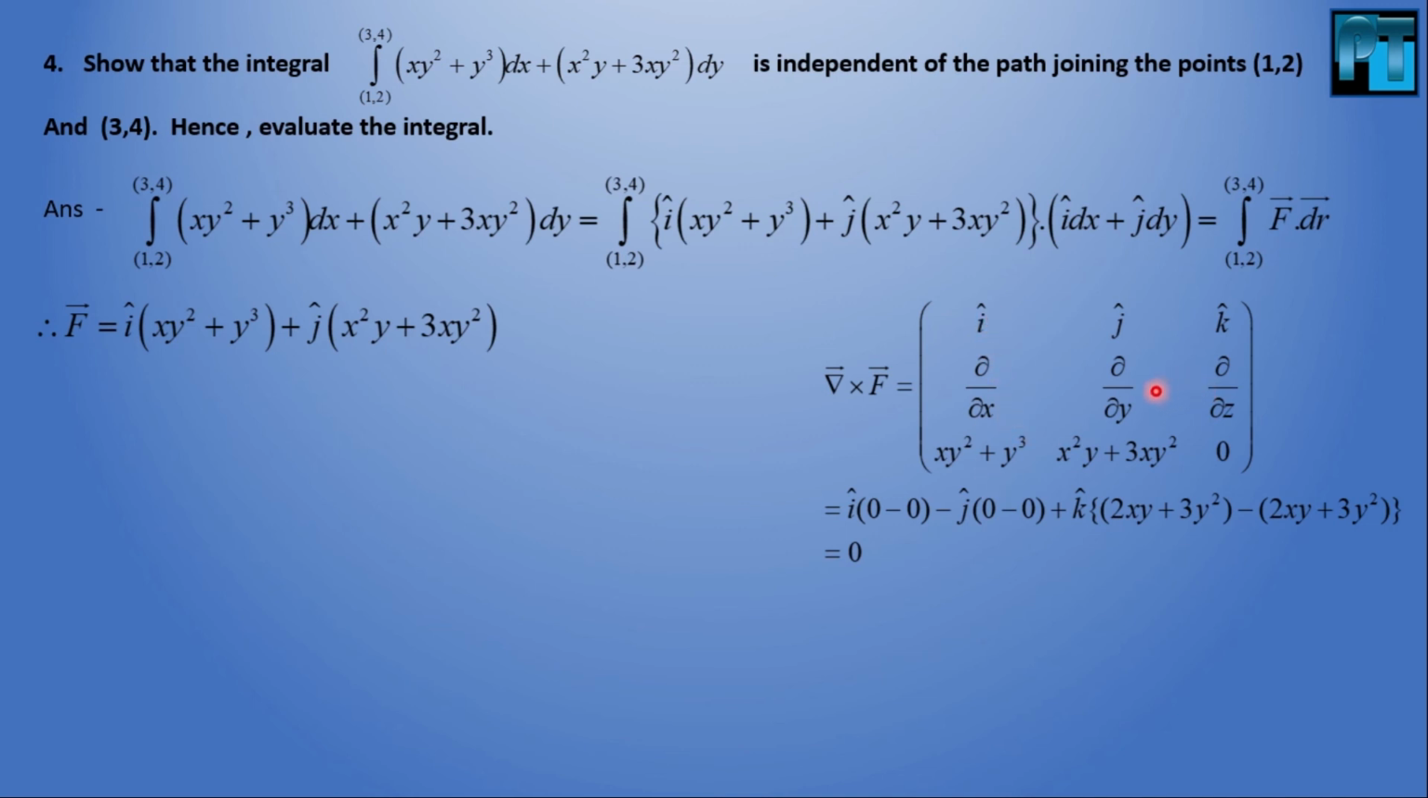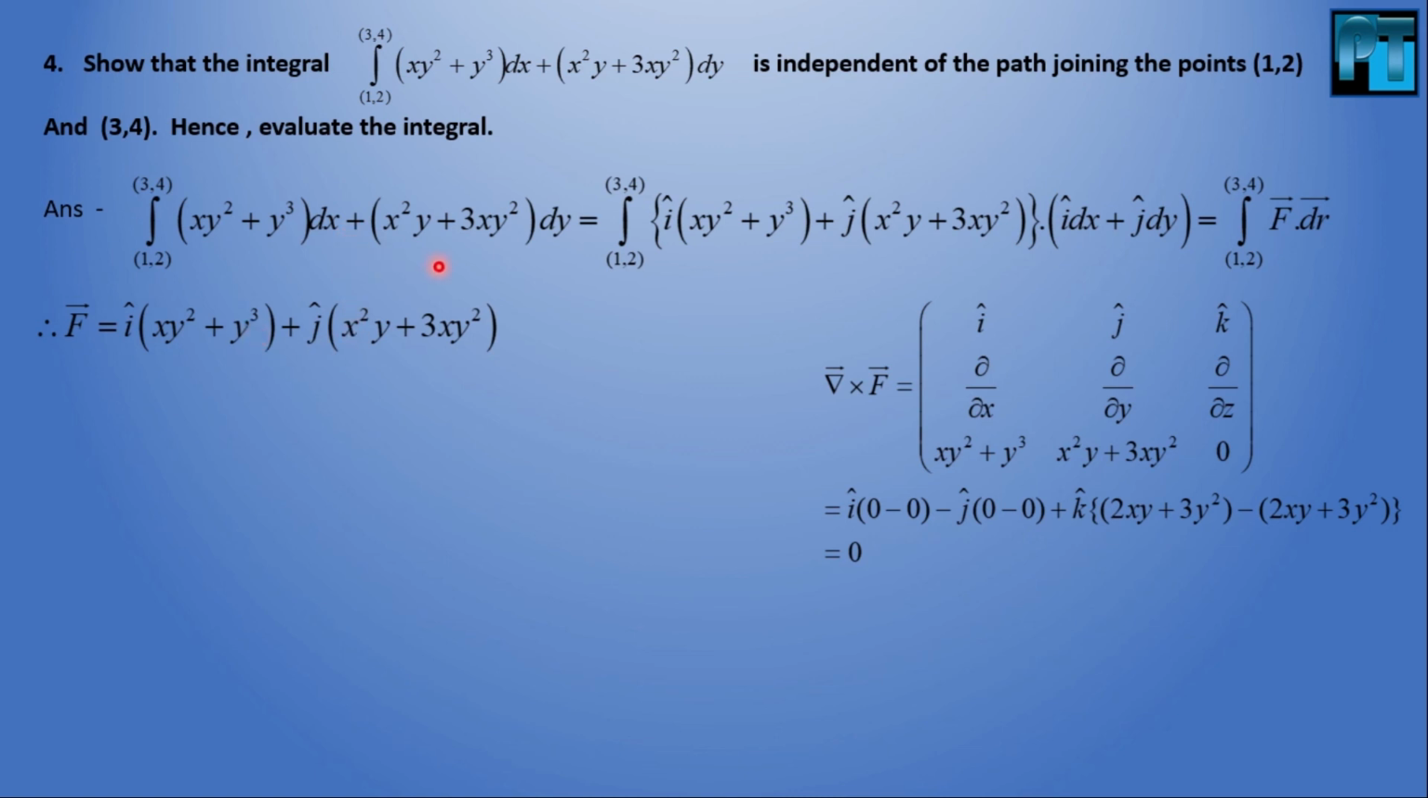Now for i cap, del y of 0 minus del z of this one, this is 0. For j, del x of 0 minus del z of this one, that's also 0. For k, del x of this one gives you 2xy plus 3y square, and del y of this one gives you 2xy plus 3y square. So these things cancel out each other and the whole thing becomes 0. So half of the problem is done. Show that the integral is independent of path. Since F is conservative, this integral will be independent of path.